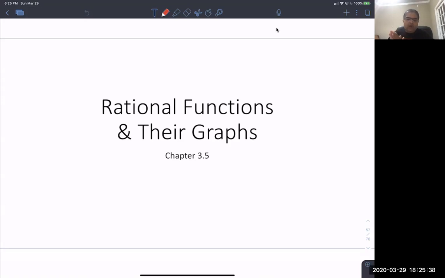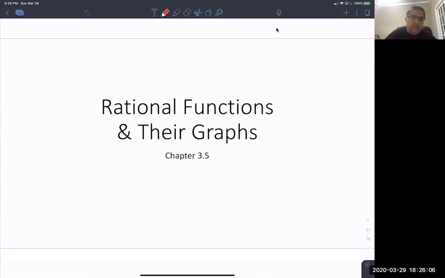Today we are going to be talking about rational functions and their graphs. So the first thing we're going to be talking about is what the definition of a rational function is. Then we're going to be talking about asymptotes. And we're going to see that up to now we've not been dealing with this concept called an asymptote, but starting with rational functions and going forward with exponential functions, we're going to be dealing with a concept called asymptotes.